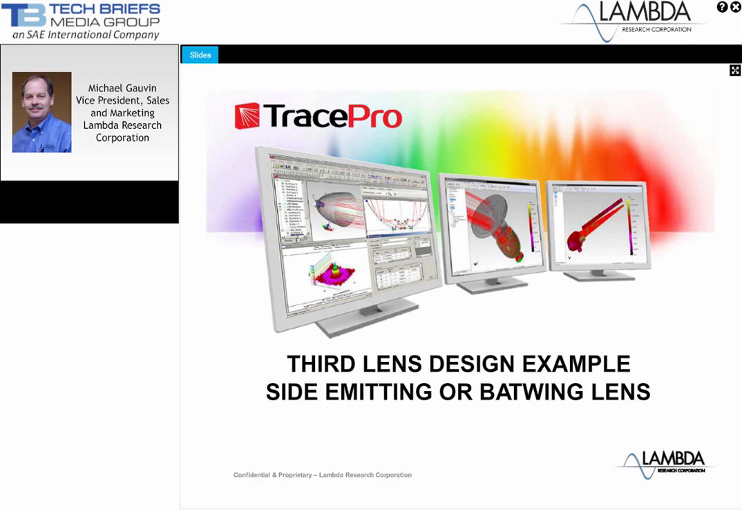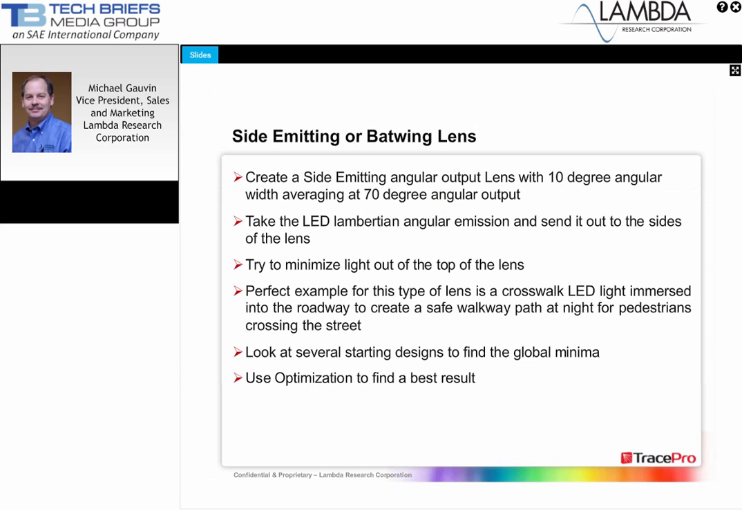So due to time constraints, I'm going to jump to a much more interesting example. This is a third design example. It's a side-emitting or batwing lens type example. And what we're going to try to achieve here is that instead of sending the light out the top of the lens, we're going to send the light out the sides of the lens. So we're going to try to design a 70-degree angular output with like a 10-degree band around it.